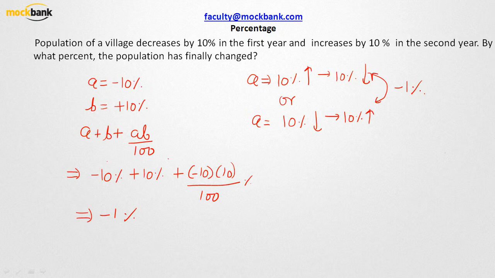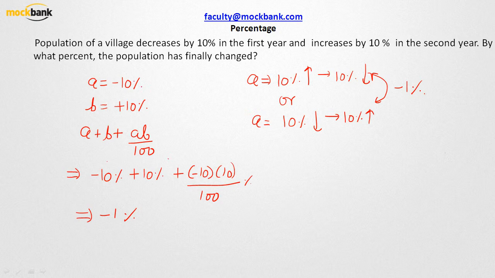So how do we generalize this? If a quantity increases by x% and then decreases by x%, the net change is going to be how much? Now you understand what I'm talking about. The net change in that case is going to be negative of x square upon 100%.